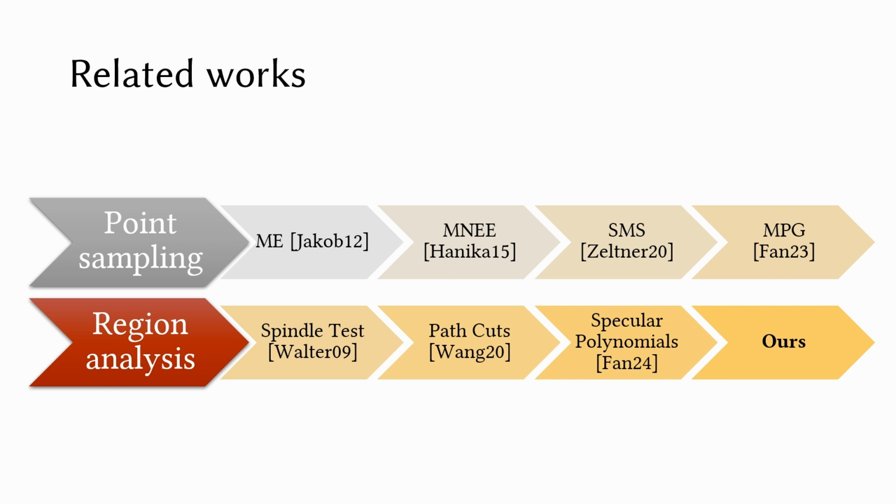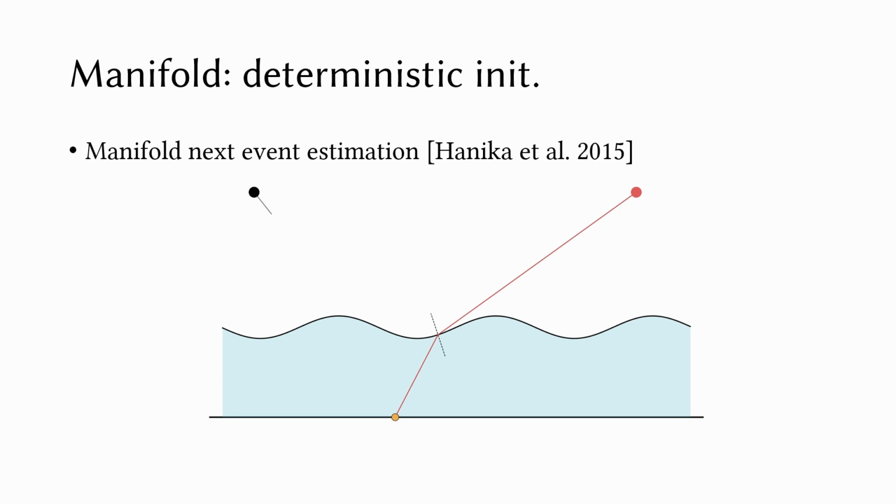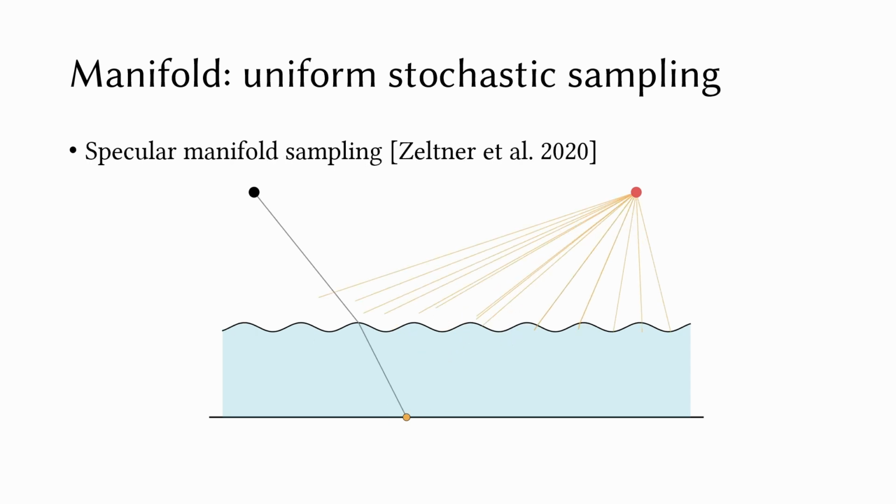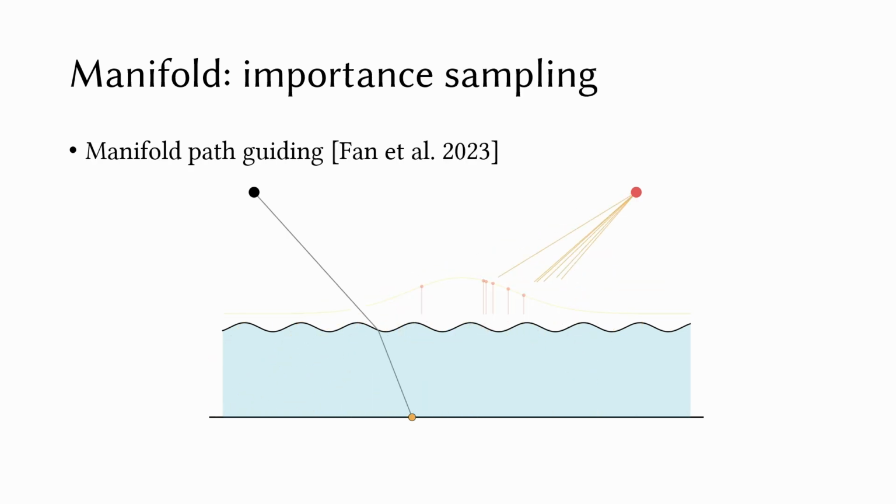There are two different lines of prior works: point sampling and region analysis. Point sampling usually starts from some initial guess and then refines it using some gradient-based iterations like Newton's method. Besides straight-line heuristics, we can also use uniform sampling or even importance sampling to generate these seed paths. But since Newton's method only has local convergence, point sampling usually suffers from visible outliers or slow convergence.